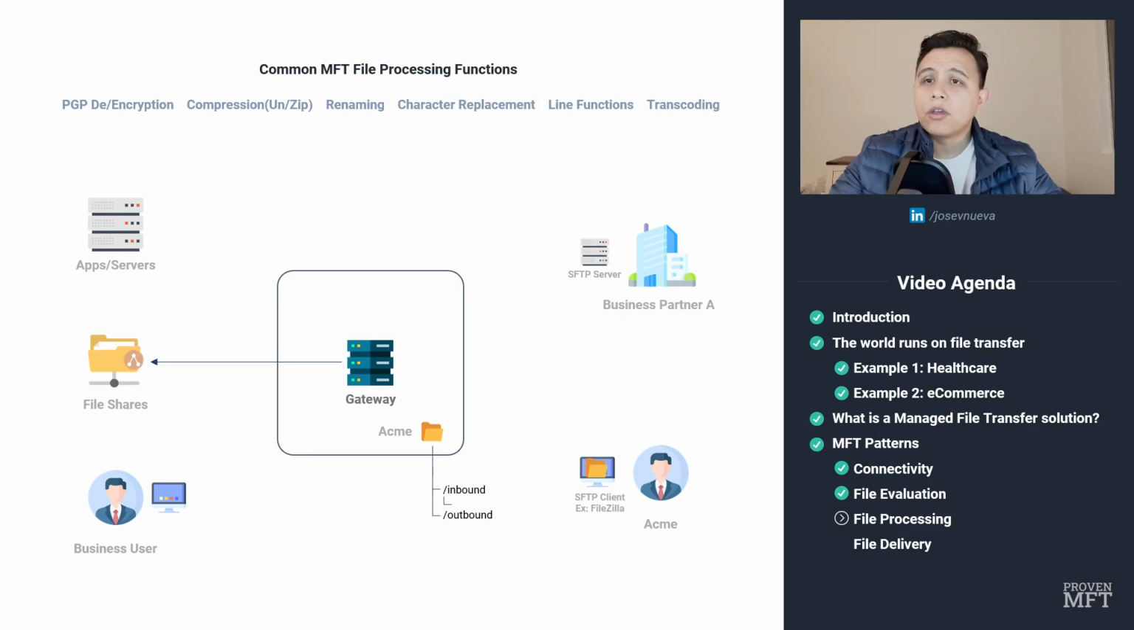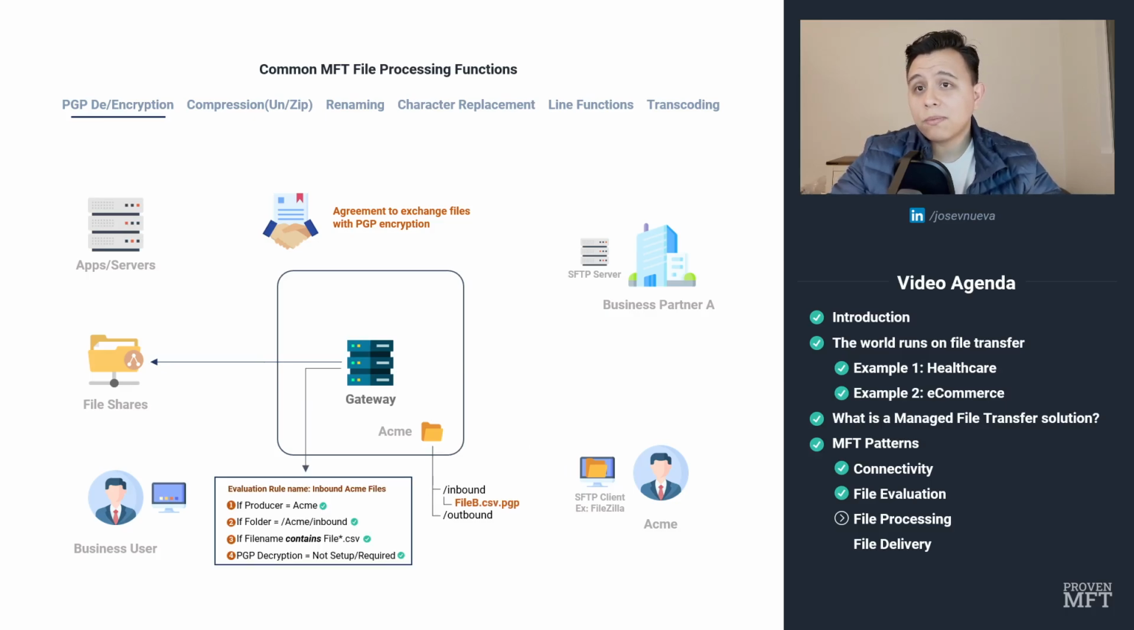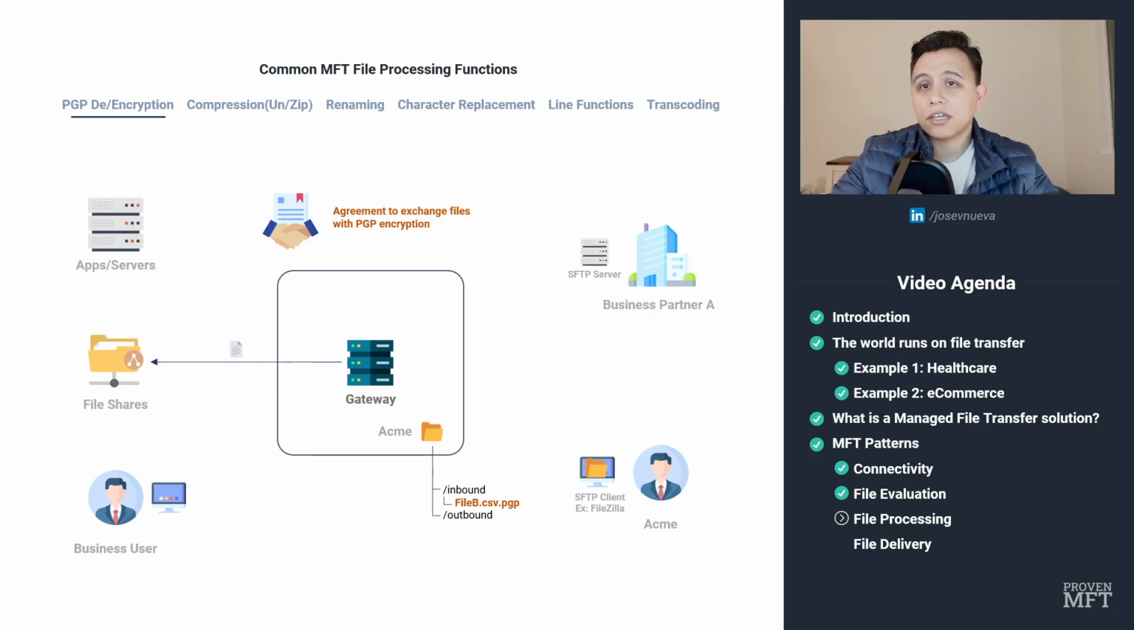For example, when receiving files with sensitive data, you and your external partner may have agreed to exchange files with PGP encryption. Therefore, when receiving encrypted files, they must be decrypted before being delivered to the target. Otherwise, the target may not be able to read, consume, and use that file. Likewise, when you produce a file, the MFT gateway should be able to encrypt the file and send it over with the expectation that your partner will decrypt it once delivered.